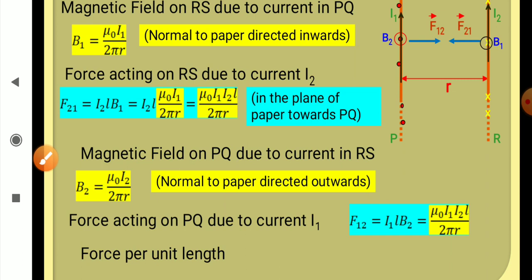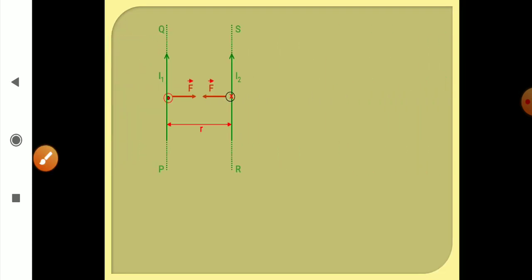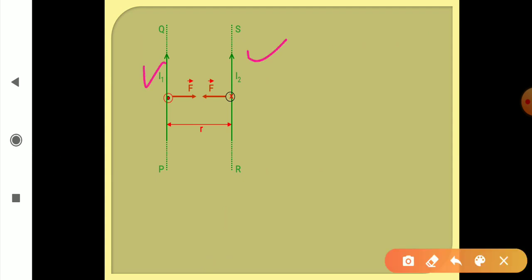Okay. So the force per unit length. See, this force is acting on length L. This is also acting on length L. Then the force per unit length on both of them will be, divide the relation by L, and you get mu naught I1 I2 upon 2 pi r. Okay. So now what happens? See, if the currents are parallel, the forces are towards each other. That means they are attracting. These two conductors are attracting each other.